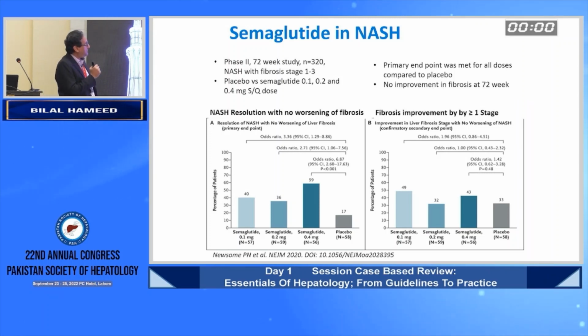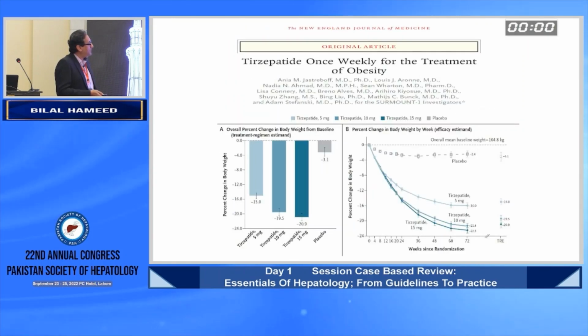This was their phase 2 clinical trial, a 72-week study of 320 patients with stage 1 to 3 fibrosis. It has 3 arms. If you compare, semaglutide 0.4 milligram had NASH resolution with no worsening of fibrosis. Although it did not show improvement in fibrosis, when you compared placebo versus semaglutide, the placebo group had progression of fibrosis compared to semaglutide, which had stability. So it is very exciting. The semaglutide has some effect.